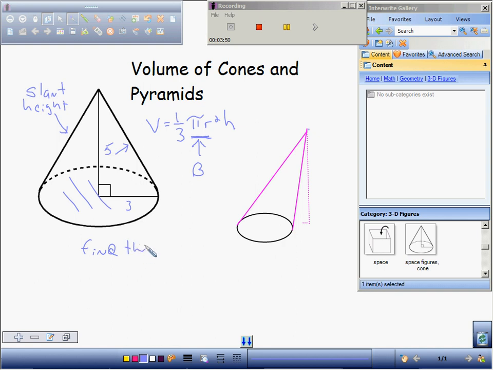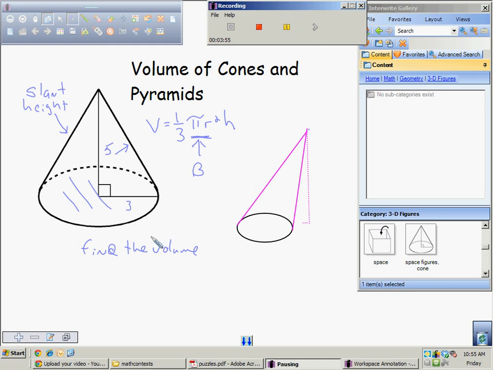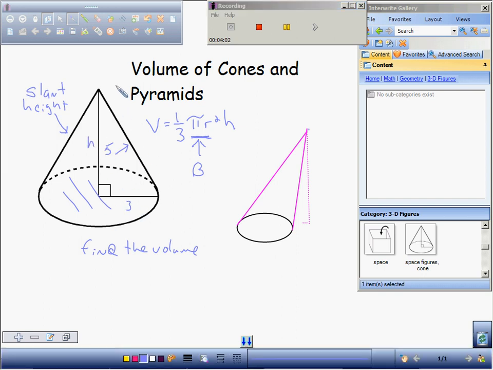So I'm going to call this h. You need to know the height. You don't need to know this slant height. The height you're going to find by doing the Pythagorean theorem: 3 squared plus h squared equals 5 squared. You know this is a Pythagorean triple. Does anyone remember what h is going to be? 4, right? So h equals 4.